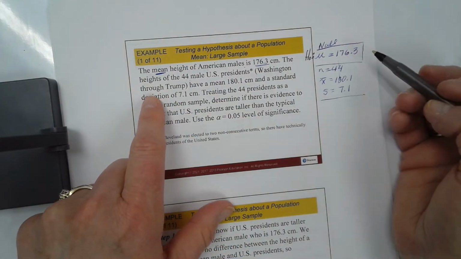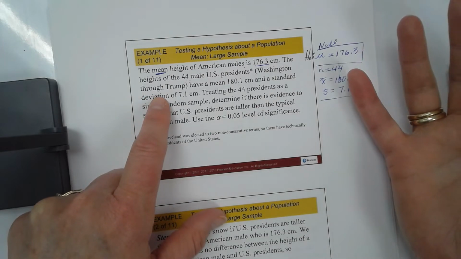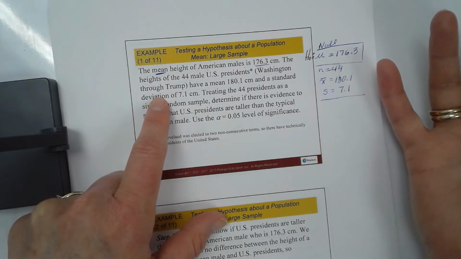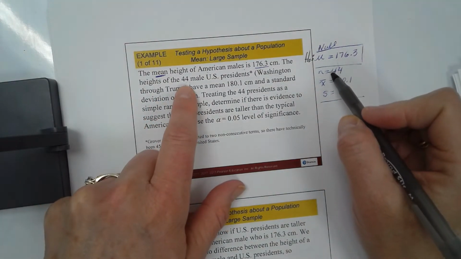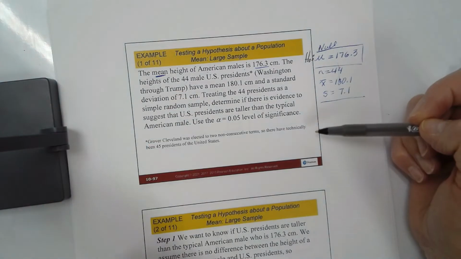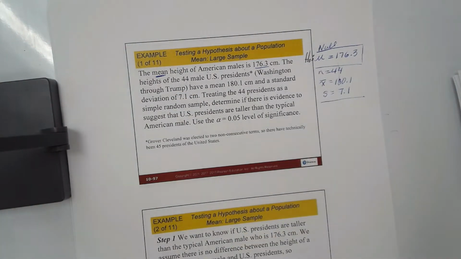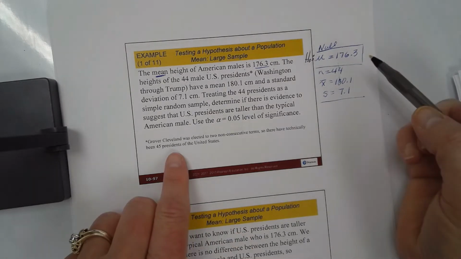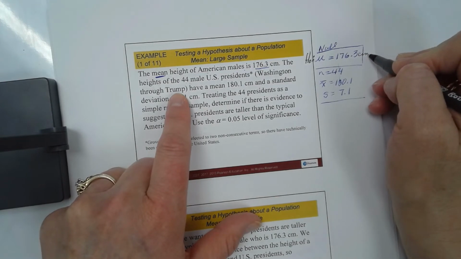Okay, so to test that, they collected a sample. Well, that sample is the presidents of the United States. Okay, so what they're going to find out then is, are the presidents taller than the average male? Okay, so the mean is 176.3 centimeters.